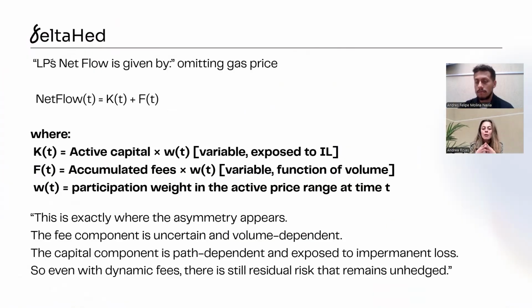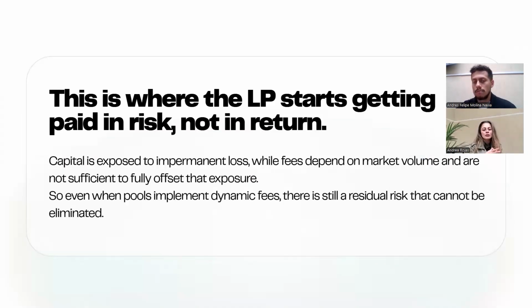As the price moves outside the active range, the LP is pushed toward one side of the position, and capital becomes increasingly exposed to permanent loss. This is what makes liquidity provision fundamentally different from swaps in traditional markets. Even with mechanisms like dynamic fees, fees remain uncertain, volume dependent, and insufficient to fully offset the exposure. So a residual risk remains.